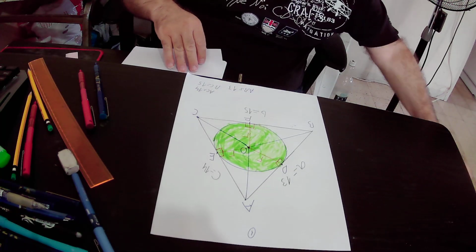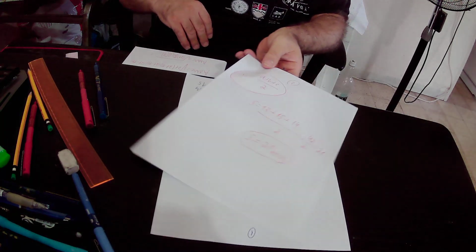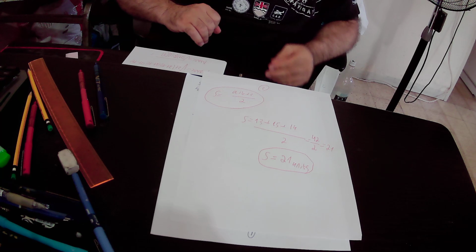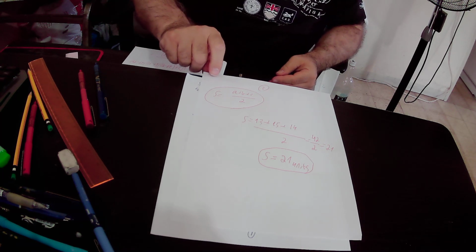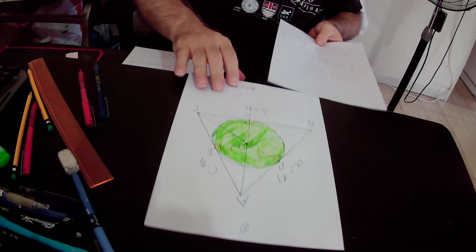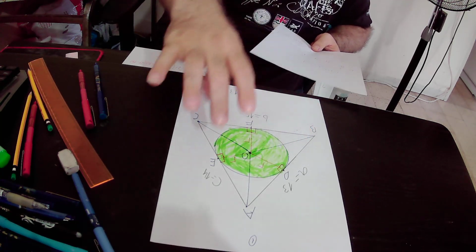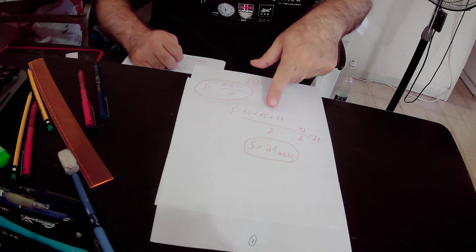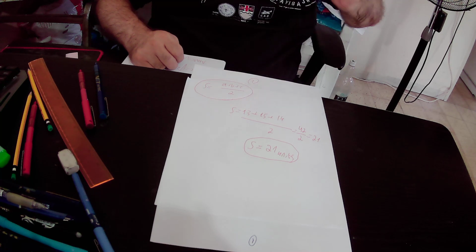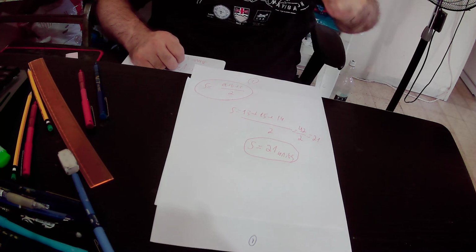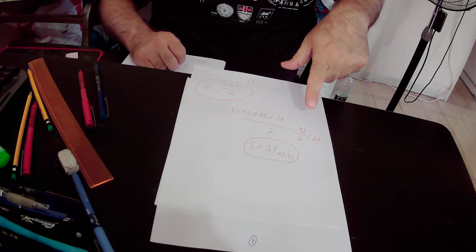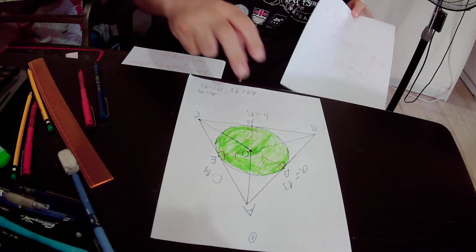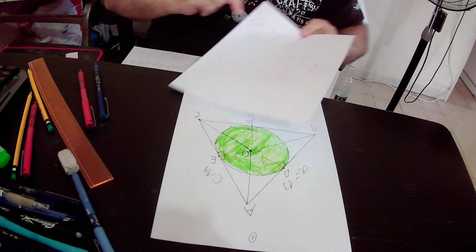Again, S equals A plus B plus C, that is the perimeter of the triangle over 2. So the semi-perimeter of our triangle ABC is A plus B plus C over 2. And we know that A equals 13 units, B equals 15 units, C equals 14 units, all divided by 2. So this sum is 42 over 2, which is 21. So the semi-perimeter of triangle ABC equals 21 units.